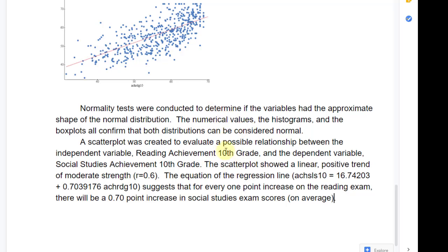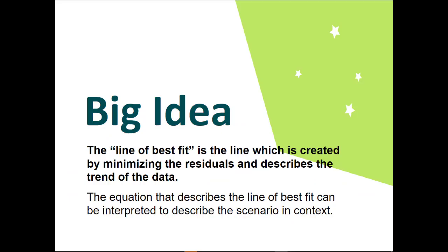We have the 3 elements that are necessary in order to describe a scatterplot, which are shape, linear, trend, in this case positive, and strength, in this case moderately strong, 0.6, not as strong as the last one, but still pretty strong. That describes the scatterplot. And then we also explain what the meaning of the equation of the line for the line of best fit is. So what's the big idea? Today's big idea is that the line of best fit is the line which is created by minimizing the residuals, and it can describe the trend of the data. The equation that describes the line of best fit can be interpreted to describe the scenario in context.